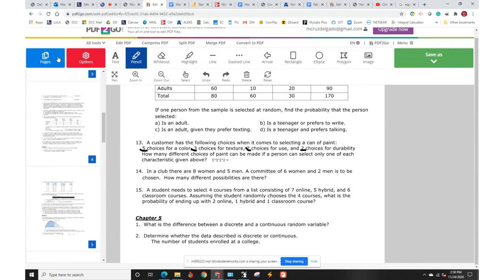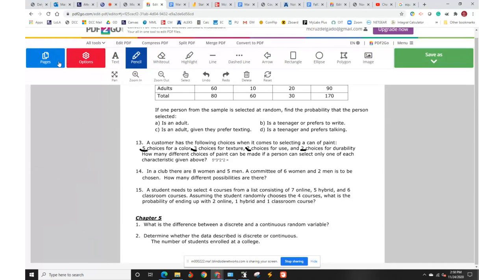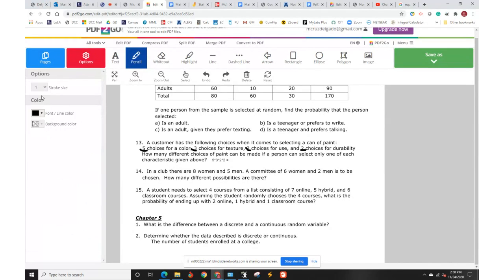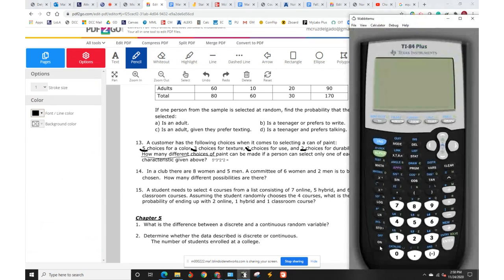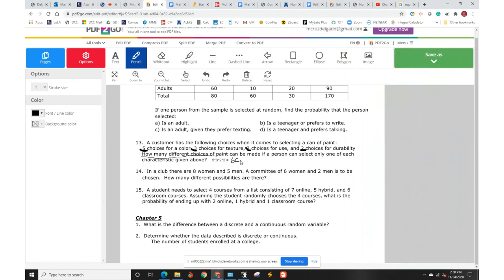One of the things that I've learned about dealing with word problems, and I know those bother people, and I'm no different, is you just go in and look for the numbers. The key thing is how many different choices of paint can we have? So it's just a matter of multiplying those things. 15 times 2 times 2. So there's 60 different ways, 60 different types of paint.